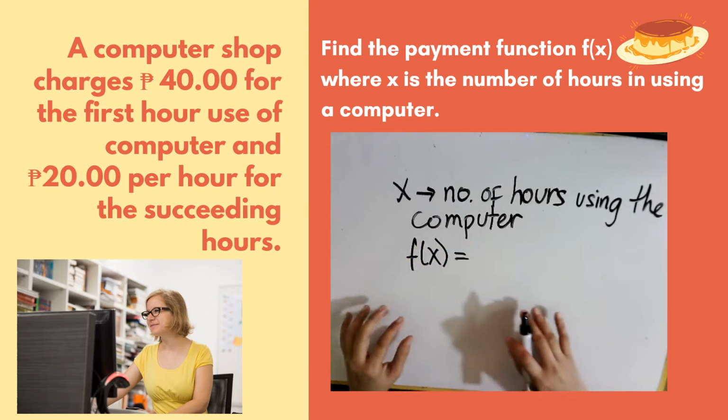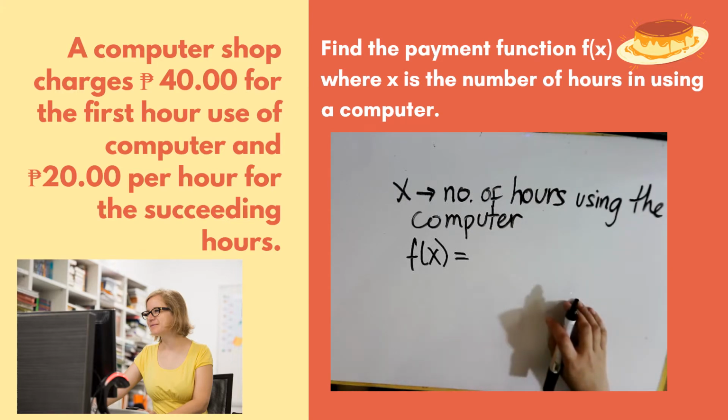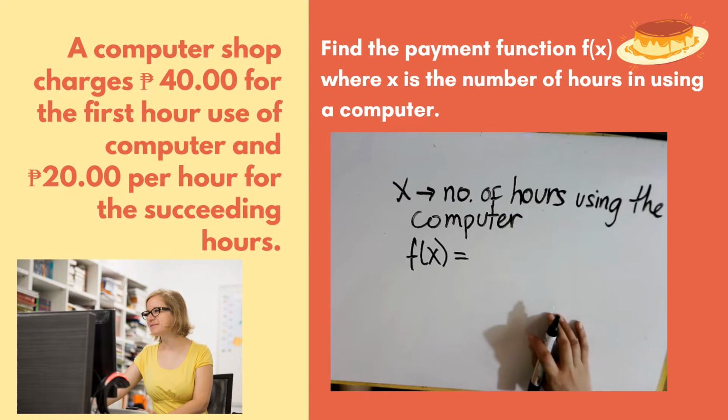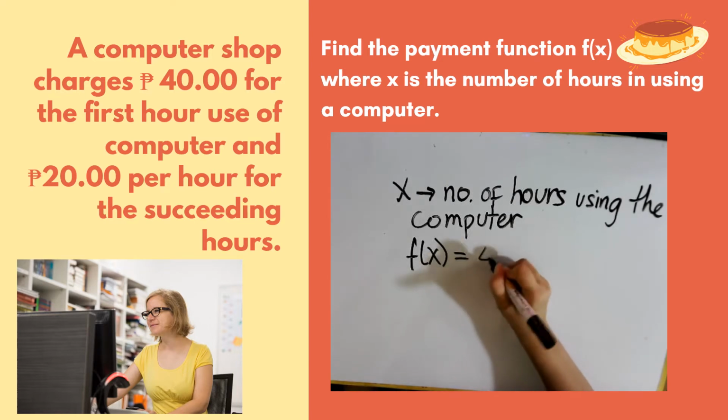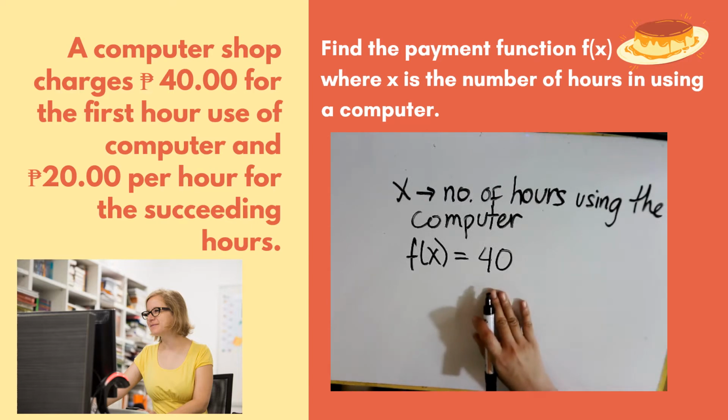Okay. So, para mabuo ang payment function na f of x, i-consider natin yung mga rate na given sa problem. So, sa unang oras ng pag-rent ng computer, ang payment ay 40 pesos. So, fixed rate yon sa unang hour, 40 pesos. So, automatic yun, no? 40 agad. Tapos, sa mga susunod na oras o succeeding hours, kung susobra ka sa isang oras, ang magiging rate ay 20 pesos. So, yun yung madadagdag sa initial payment na 40 pesos.